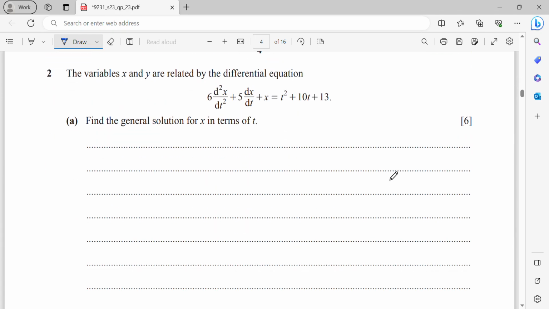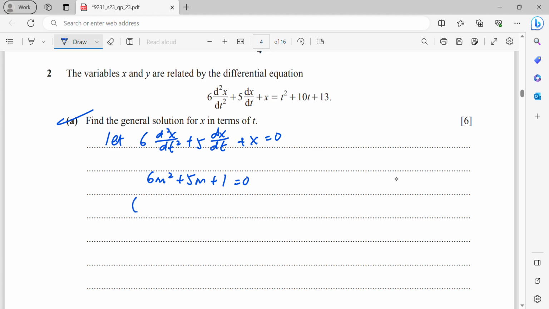Okay, now question number 2. The variables x and y are related by the differential equation. You are given a second order differential equation here. Find the general solution for x in terms of t. First of all, I will let the right hand side be 0. Then I will get the auxiliary equation, which is 6m squared plus 5m plus 1 equals 0.